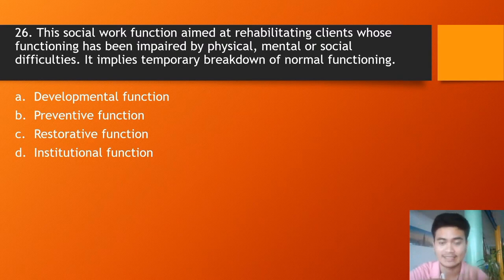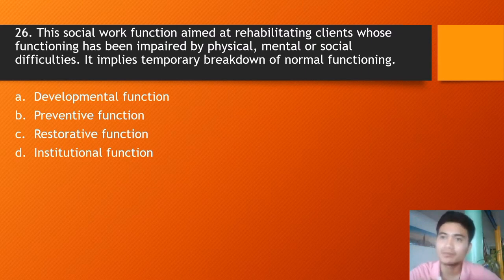Na-mention since we have already discussed the developmental, preventive, and restorative, there's no need for us to look at it. Basta ang tatandaan natin when it comes to restorative, there is an impairment, mayroon nang problema and nag-breakdown na yung system, kasi nga ang problema, the nature of the problem itself, na kailangan we would assume that with this problem, there is always a person who needs help.